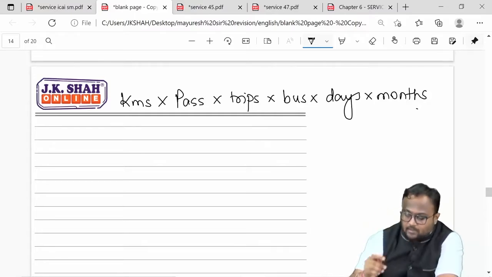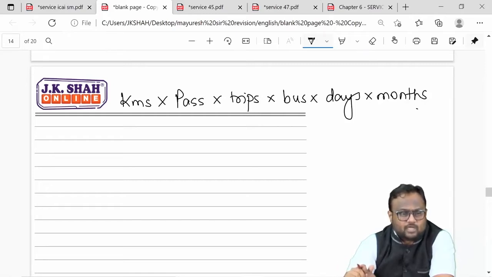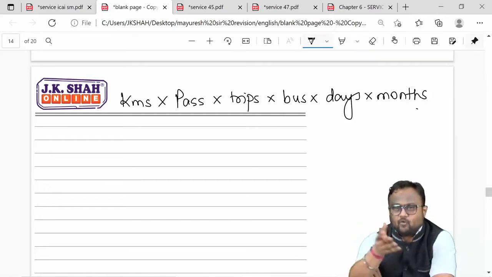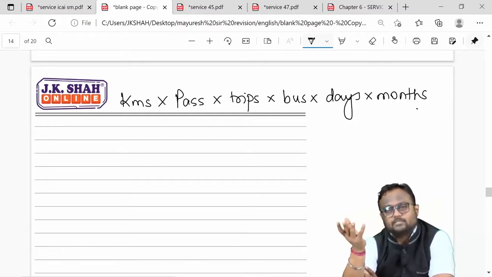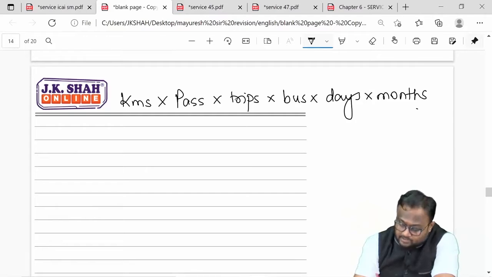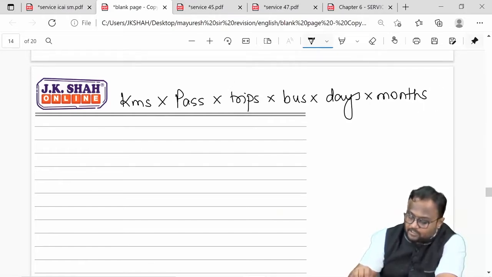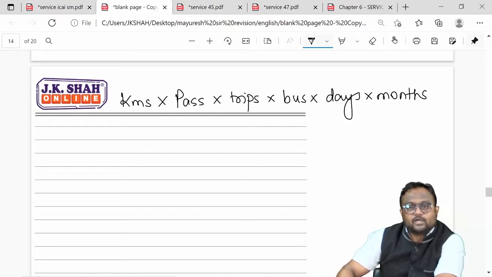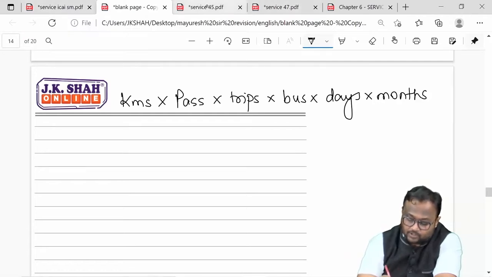That doesn't matter. If it is on a monthly basis, then apply 30 days. If it is on an annual basis, into 30 or 25, whatever they say per month, into 12 months. For 6 months, if they ask, multiply by 6 months. See, this part is subjective. This will be decided by the question. This is what you are supposed to do. Kilometers into passengers into trips into buses into days into months. Your work is done. So let me begin with the first question.